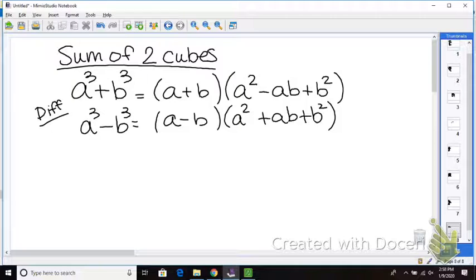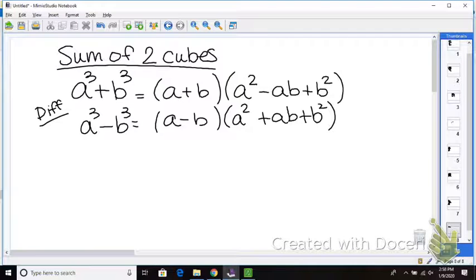So the letters are exactly the same for each one. The signs change, and here's how I remember it. When it's sum, it goes the same sign, the opposite sign, and then plus. And then the difference is the same sign, the opposite sign, and then plus. So I always start with whatever the sign is, I know goes here. I know the opposite one goes in the middle, and then I know it's always plus at the end. That's one way. You guys will start memorizing it because you'll use it.